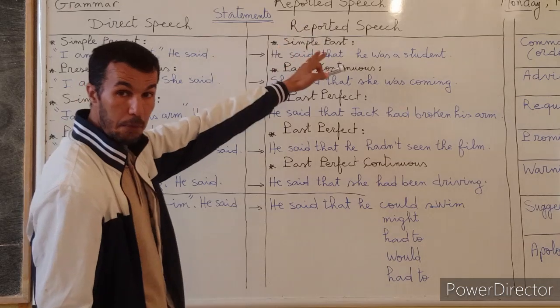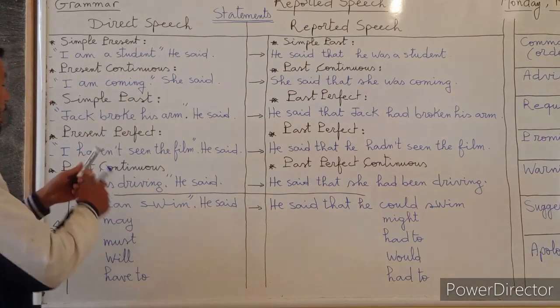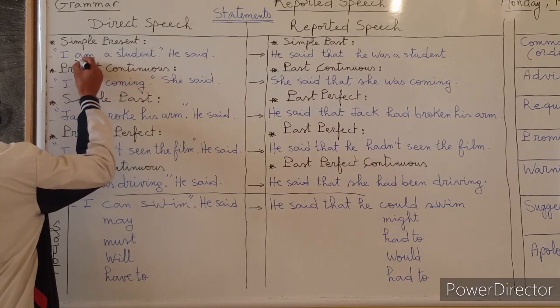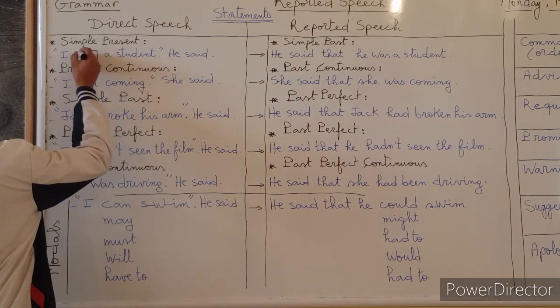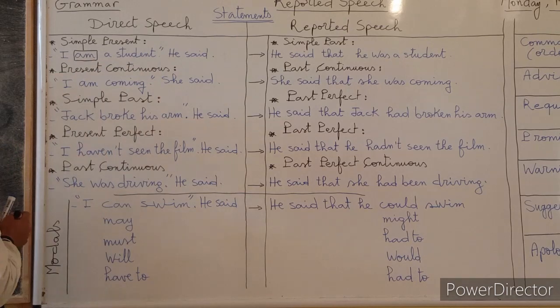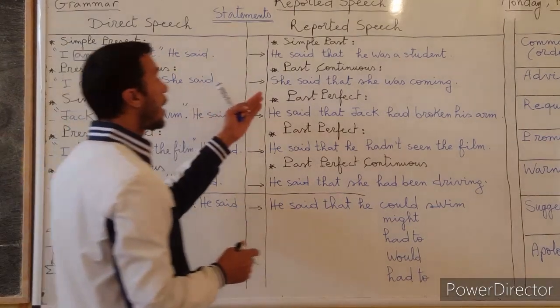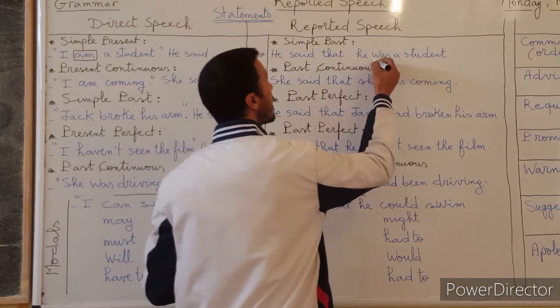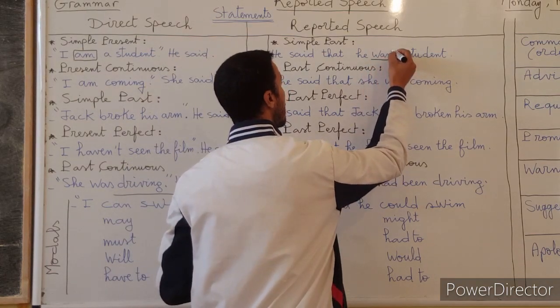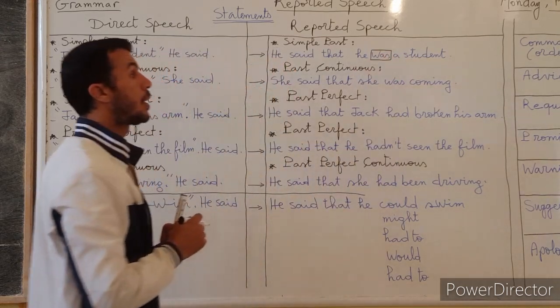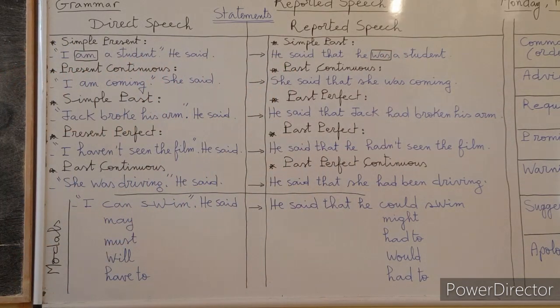it becomes simple past. As you can see here in the example, I am a student. So the present simple here is am. I am a student. It becomes simple past: He said that he was a student. So this am in the present simple becomes past simple.